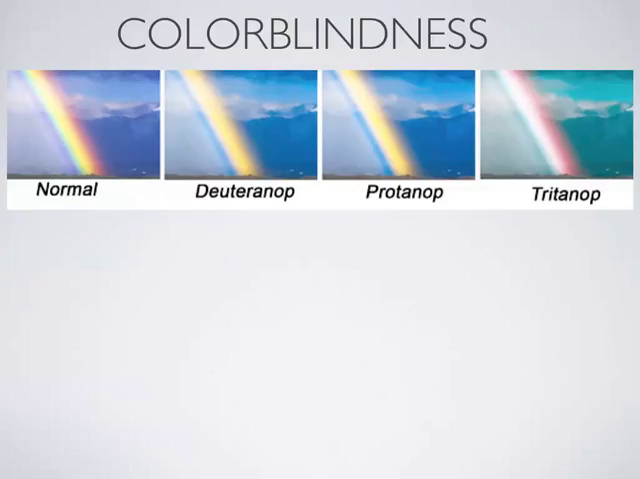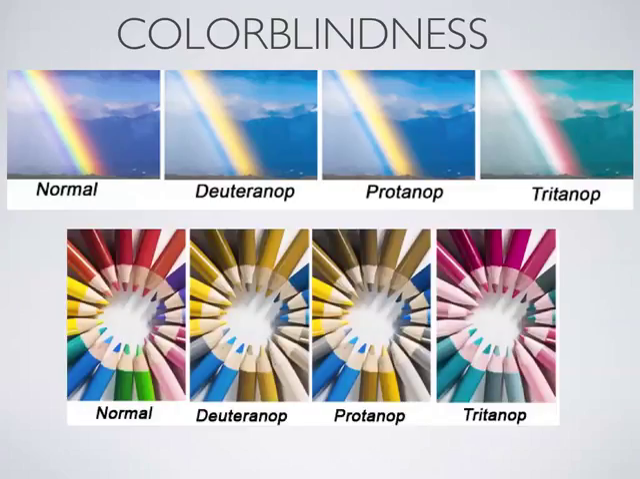All right, so here's what a set of colored pencils might look like with different types of color blindness. You can see, depending on the type, you can't distinguish reds from yellows, or so forth. So there are different types of color blindness, and these tests are a test for different versions of color blindness.